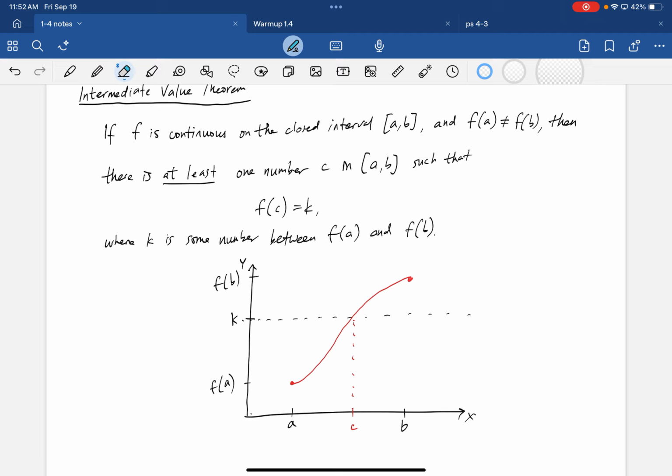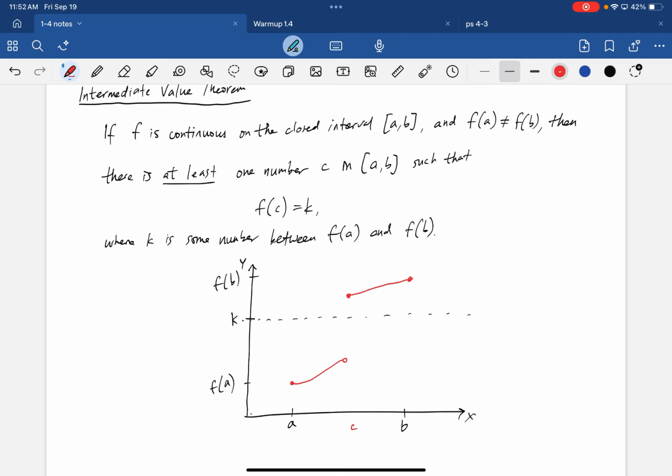Yes, the reason is because it's continuous. If it was not continuous, then we could have something like this. There's some jump, and then it could pass by the k value if there was some discontinuity. But as long as it's continuous, it has to pass through k.